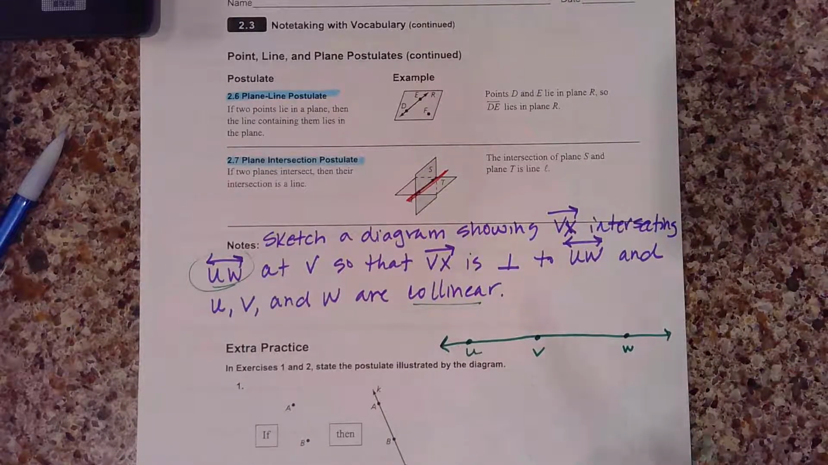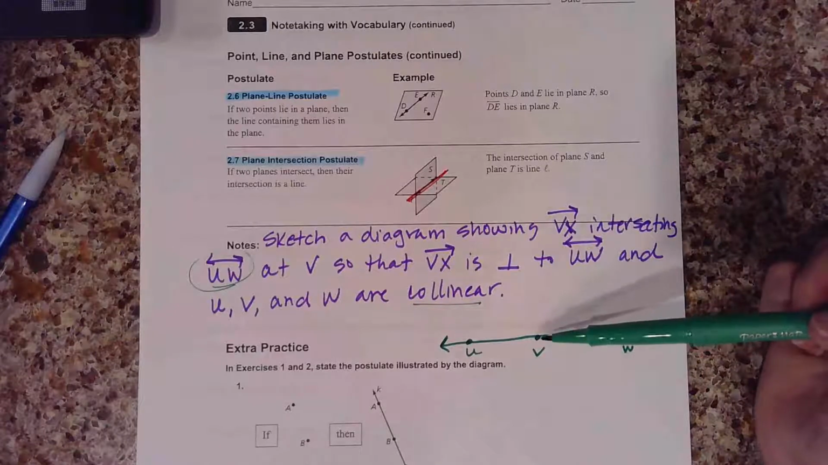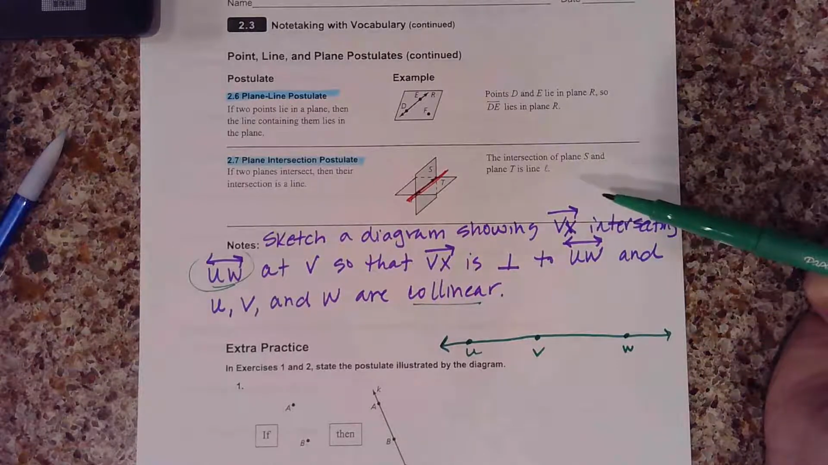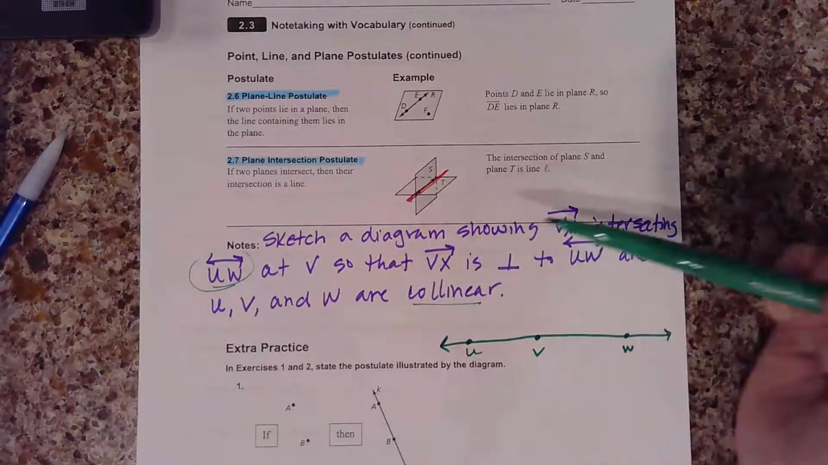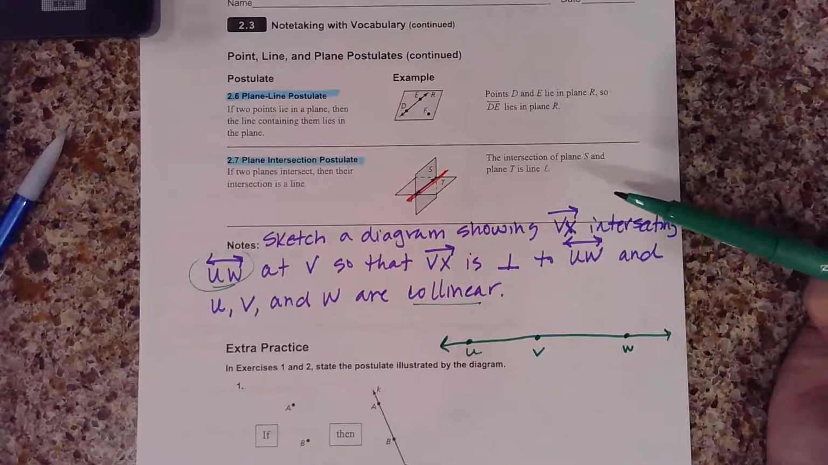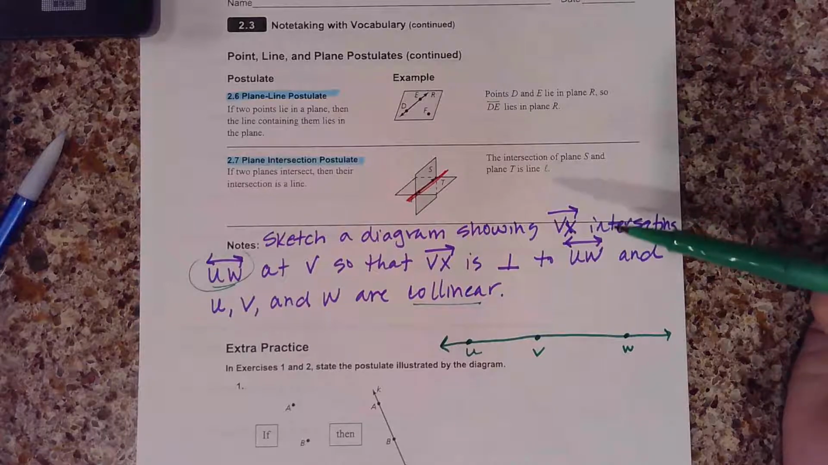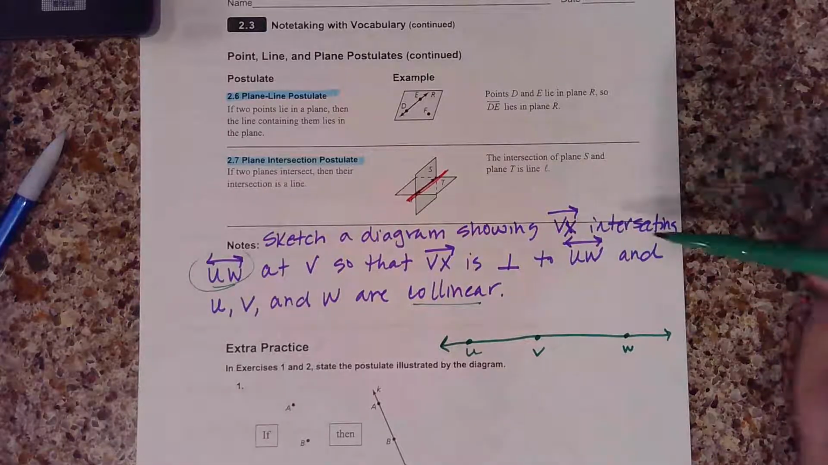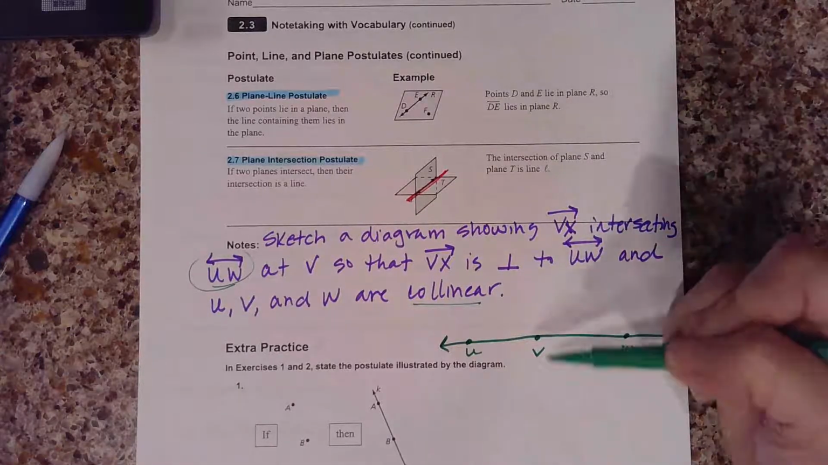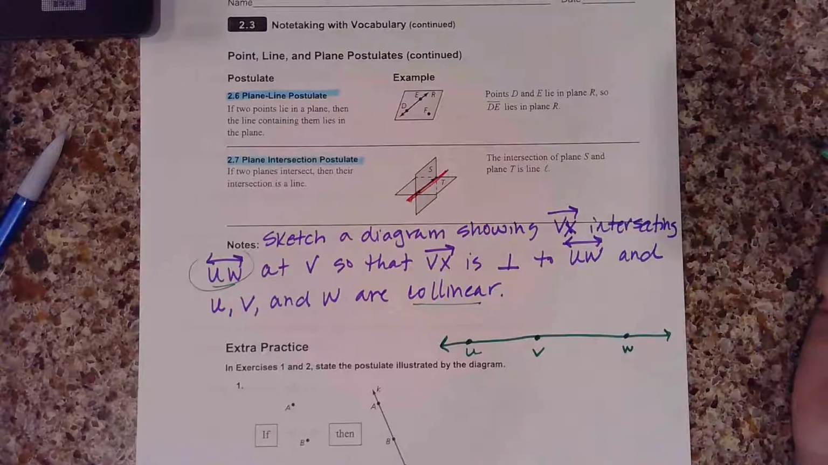So then it says ray VX. Whenever I give you letters like this, you wouldn't ever draw 2 V's on a diagram. What that means is you're going to be using the same V. So for example here, I want ray VX. Ray means it has an endpoint and extends in one direction.